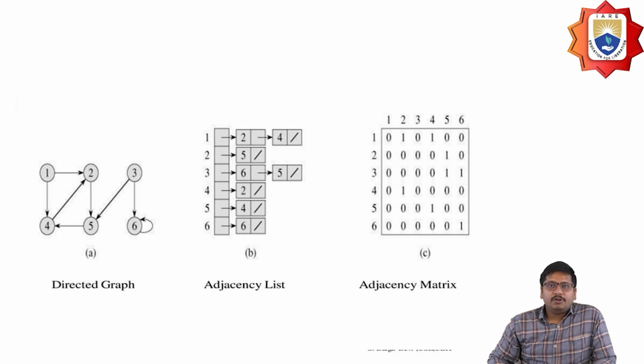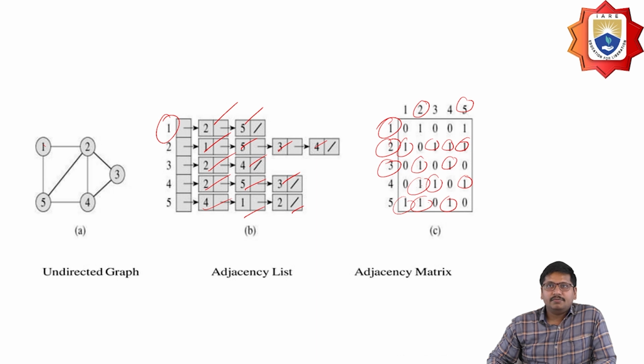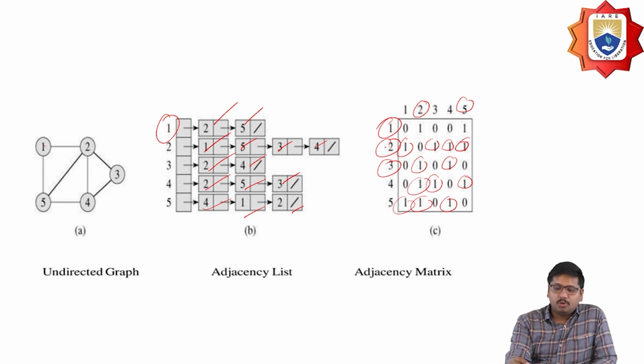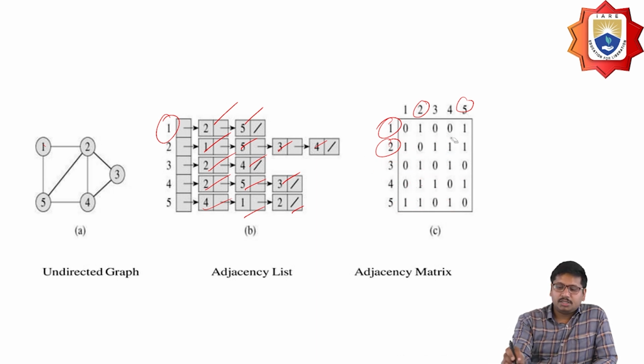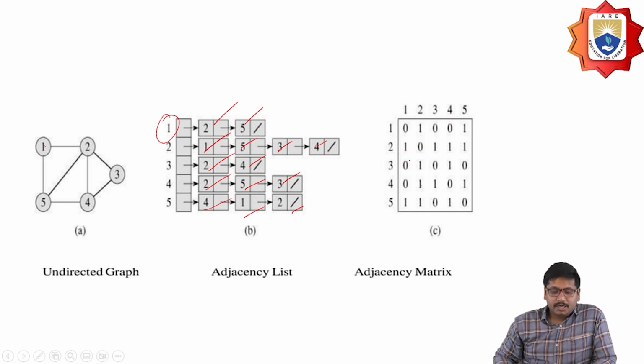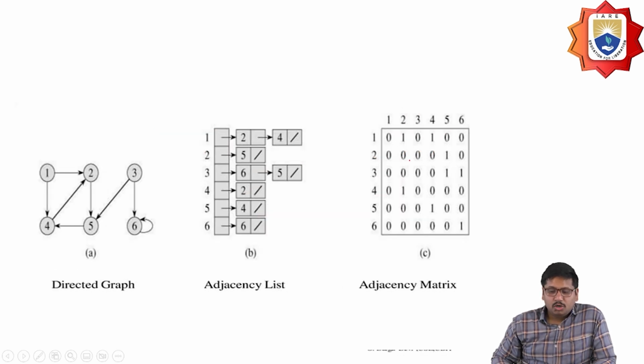So in the case of a directed graph, how will it be? Previously, in the undirected graph, both directions were considered. That means 1 to 2 is the same as 2 to 1, and 3 to 4 is the same as 4 to 3. Whereas in a directed graph, the entries are going to be like this. Whenever you have a direction, that is going to be represented as well.